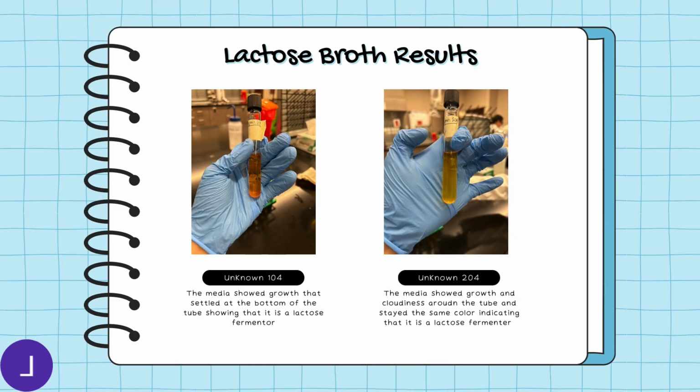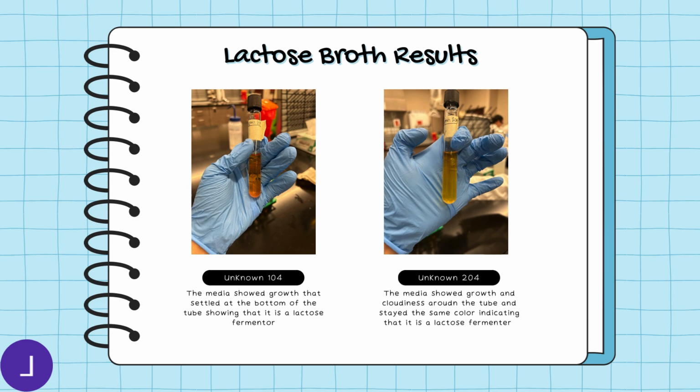So in the lactose broth results for unknown 104 and unknown 204, we can see similar results to each other, because on 104 the media showed growth that settled down on the bottom. Again, if we had shaken it, it would start swimming around, and it also showed that it's a lactose fermenter. It stayed the same color. I know on the glove it looks kind of orange, but that's the best picture I could find of it. It originally looks yellow. And unknown 204 showed that the media had some growth at the bottom also, but this one shows cloudiness around the entire media. And the color also suggests that unknown 204 is a lactose fermenter.